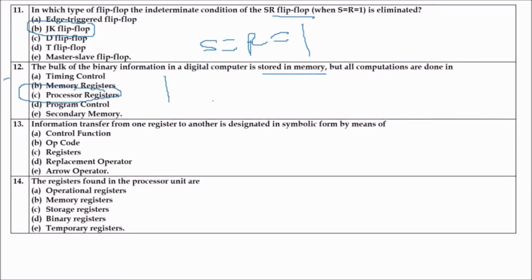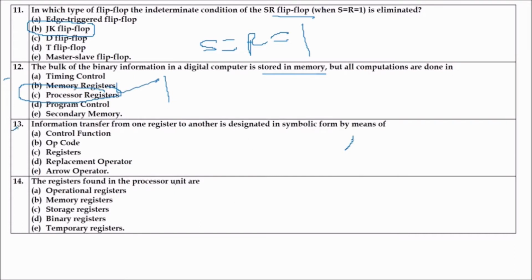The answer is processor registers because the operation part of the instruction code specifies the operation to be performed. This operation will be executed on some data stored in memory and or these processor registers. So an instruction code must specify not only the operation but also the register or memory words where the operands are to be found, as well as the register or memory words where the result is to be stored. For this very reason, the bulk of binary information in a digital computer is stored in memory, but all computations are done in the processor registers. This is the answer.